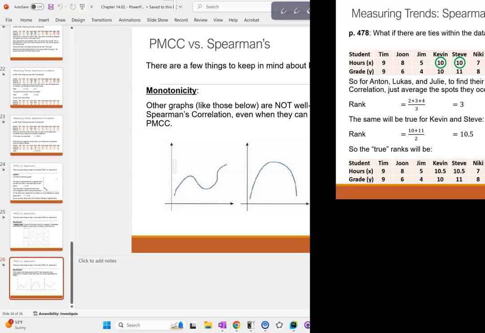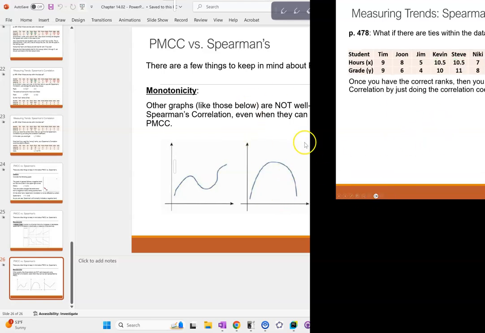Alyssa. Rank the hours and grades. Yes. Okay. Yeah, the grade I didn't have to do anything to because there are no repeats. There are no ties. So the order is the rank order. The only time you have to worry about it is when there are ties. So the ties just get the average of the places. Okay?